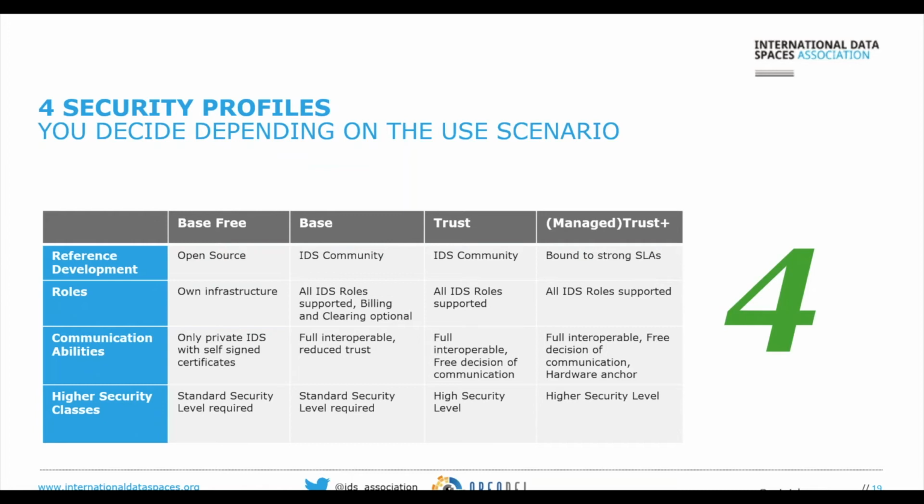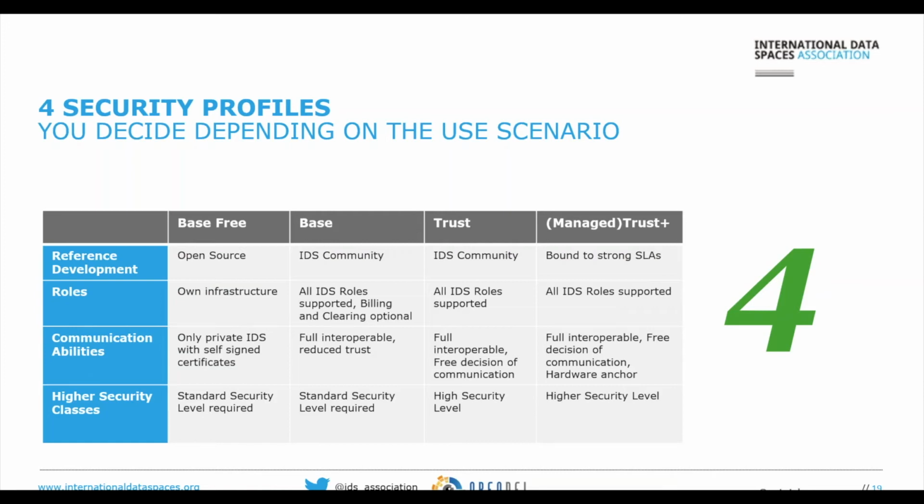Because we have to see that there are so many different kinds of data spaces, we have defined for now 4 different security profiles. Basically, it's 2 different security profiles, a base profile and a trust profile. The base profile, the general base profile, is an easy starting profile with not too high requirements, easy to start, but not that trustworthy. So maybe you might think twice about sharing your important data with a base connector.